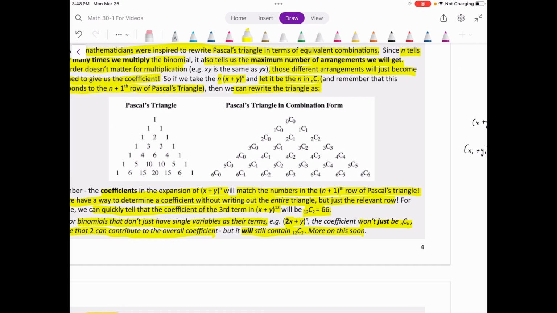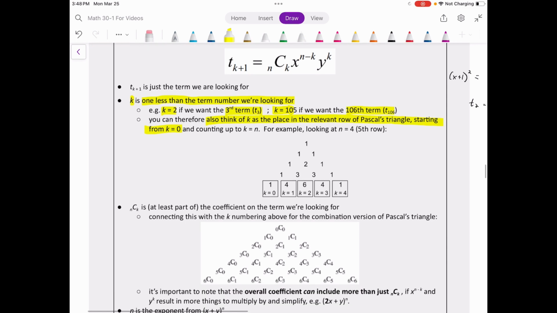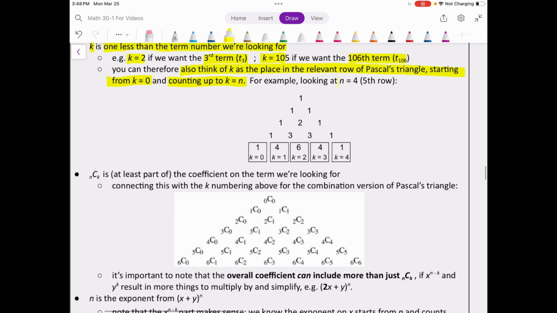So again, k is 0 for the first term, k is 1 for the second, k is 2 for the third, k is 3 for the fourth. That's why k is 1 less than the term number we're looking for. And then it counts up to k equals n. So just for example, looking at n equals 4, our fifth row of Pascal's triangle here, k equals 0, k equals 1, k equals 2, k equals 3, k equals 4, okay?